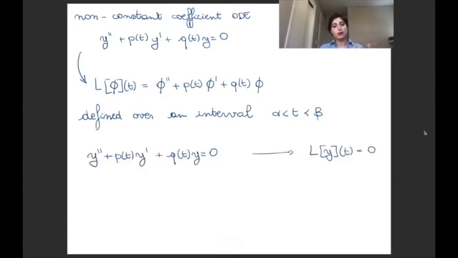So we go from the ODE, that is y'' + p(t) y' + q(t) y = 0, to the information that the differential operator of y computed at t is equal to 0. These two are just the rewriting of the same information. We have defined the differential operator as the left-hand side of our ODE, and we want to look for a solution that has it equal to 0.